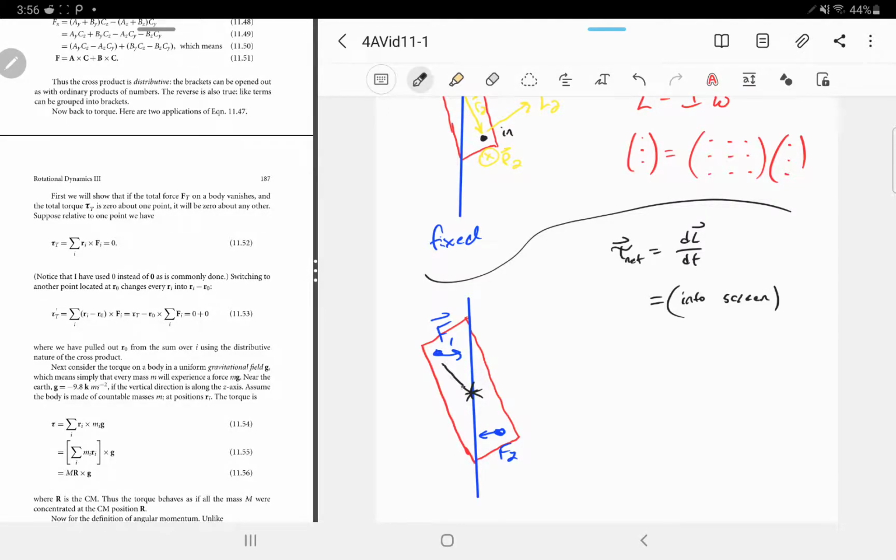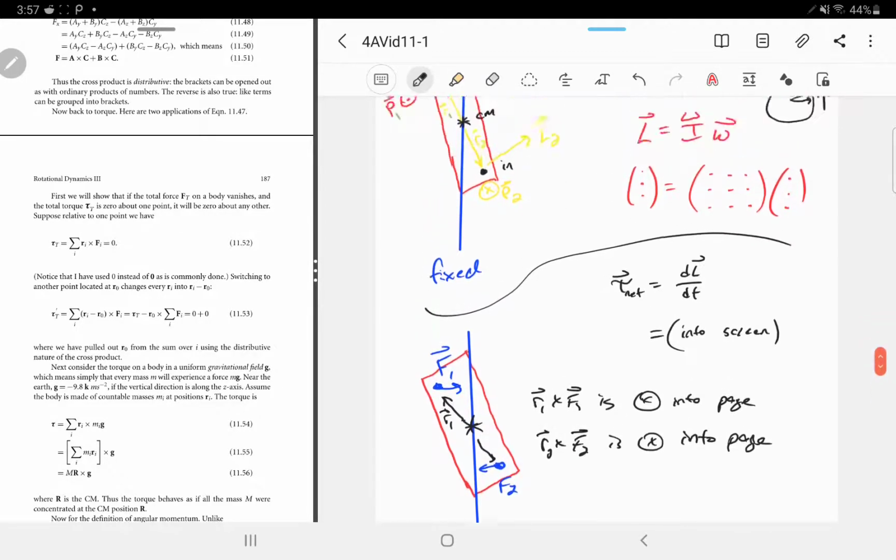So r cross F, so r1. What's r1 cross F1? So again, cross product. r1 cross F1 is into the page. What's r2 cross F2? r2 cross F2 is also into the page. So again, it's probably not too surprising that the net torque on this sheet is into the page. And that external torque is coming from this axis of rotation. So whatever is grabbing onto the rectangular sheet is sustaining this motion.